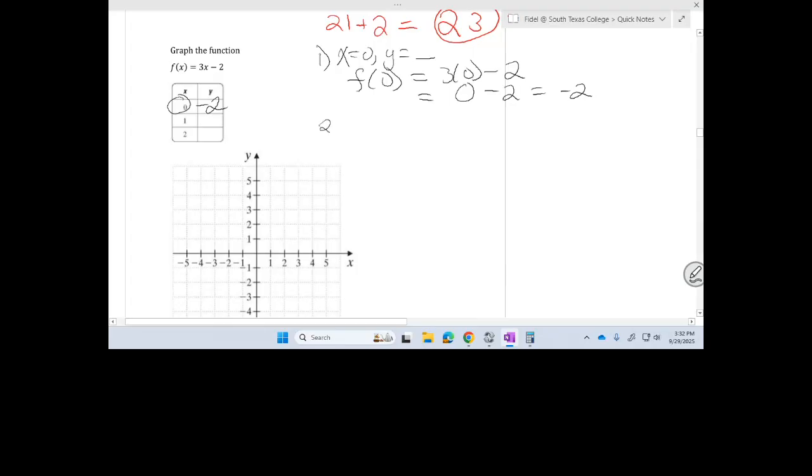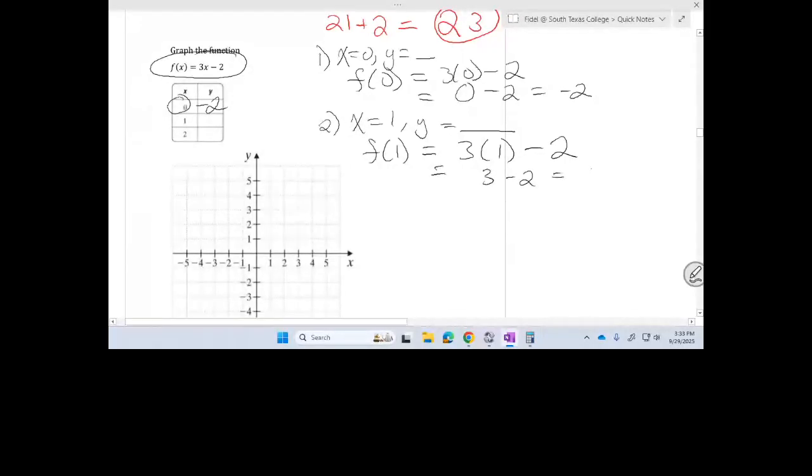Look, let's do step number 2. Step number 2, x equals 1. What is the y number we're going to get? Okay. So y'all, I'm going to try to find f of 1. So I'm going to come back to my function right here. 3 times 1 minus 2. Okay. 3 times 1 is still 3. And 3 minus 2, y'all, is just 1. So look, I'm going to put a 1 right there. Boom.